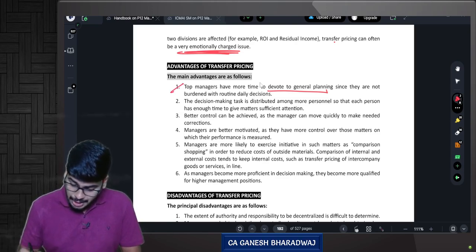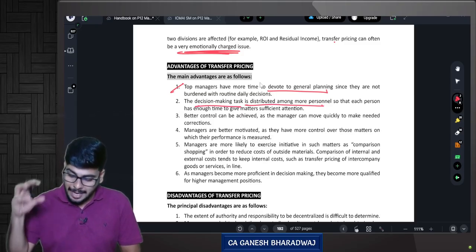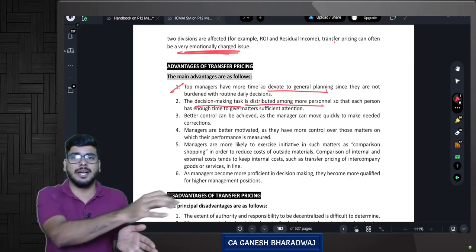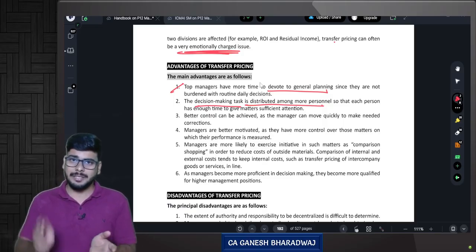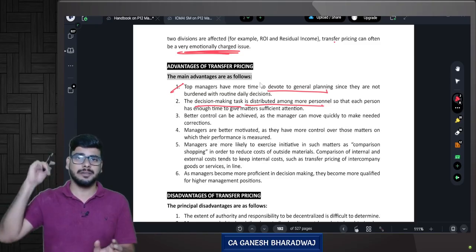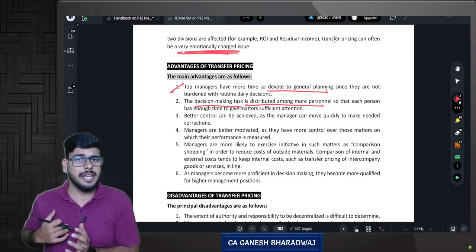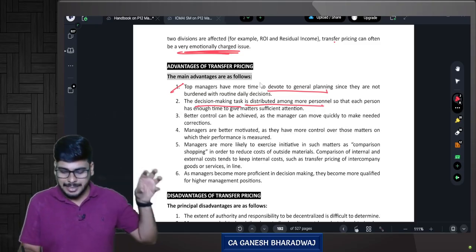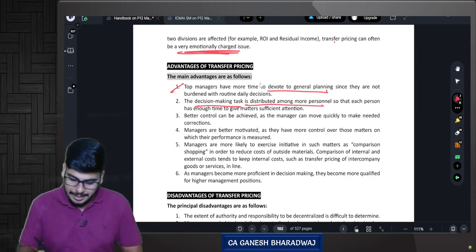Next, the decision making task is distributed among more personnel so that each person has enough time to give matters sufficient attention. Correct? So at division level, the respective division's decisions are taken by the respective division managers. So the division A manager will only take care of his decision making, decisions that revolve around his particular division A. Correct or not? Yes. So now the decision making task is distributed among more personnel, so each and every person has enough time to give the matters sufficient attention.